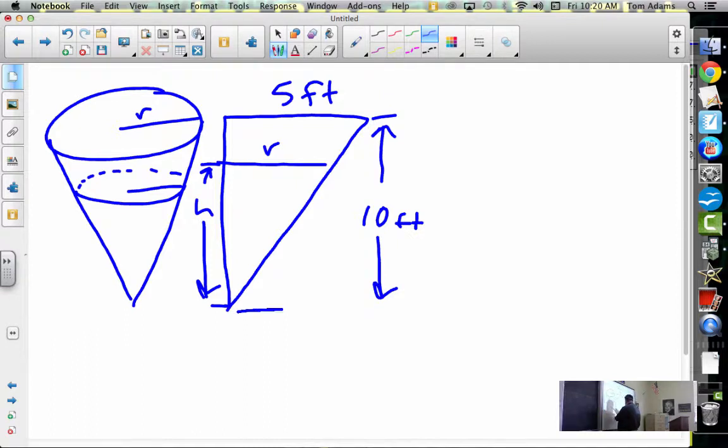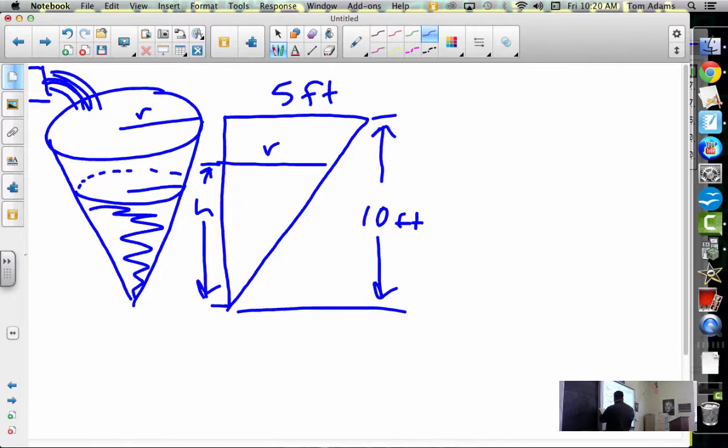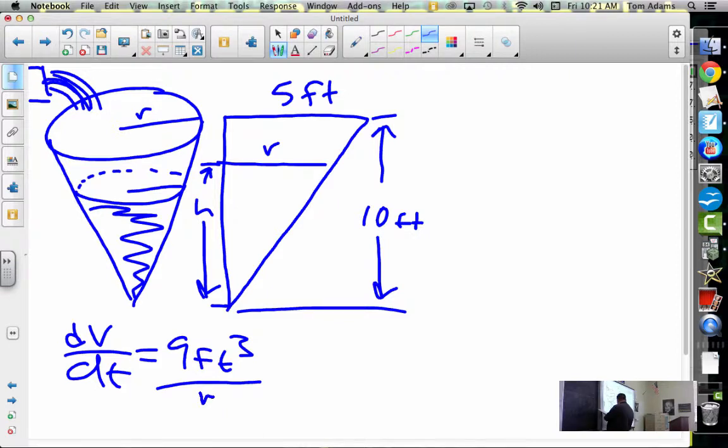Let me read it again. It says the water runs into the conical tank. So we have water that comes out of, I don't know where it comes from, a pipe or something. This is the water that flows in, and from here to here, it's filling up with water. The water runs into the tank at a rate of 9 cubic feet per minute. So that's a change in volume, and it's with respect to time. So we've got 9 cubic feet per minute.